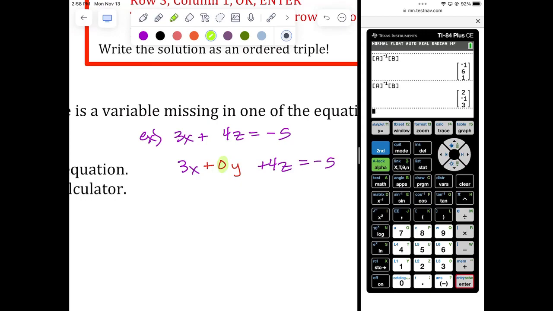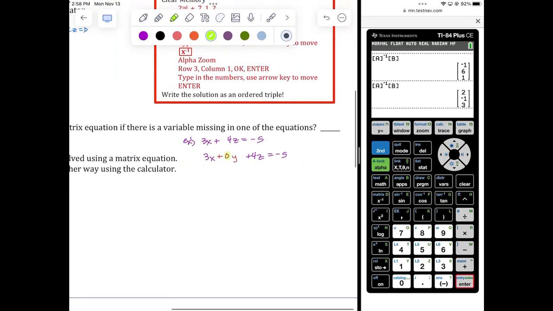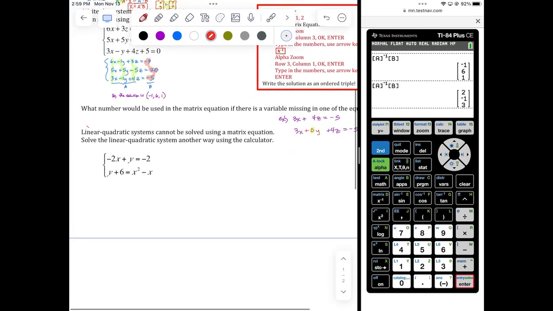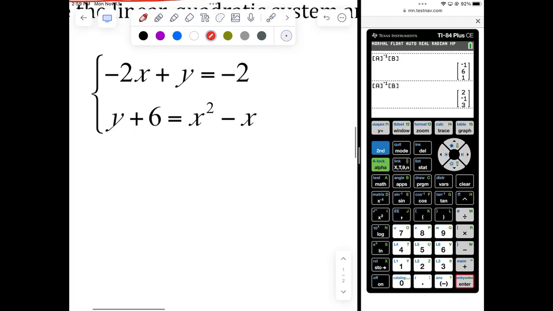Now that's just an easy way to solve linear systems using your calculator, using matrix multiplication. The problem is that it only works with linear systems. Linear quadratic systems cannot be solved using a matrix equation. But can they still be solved using the calculator? Yeah, they can. Let's review.